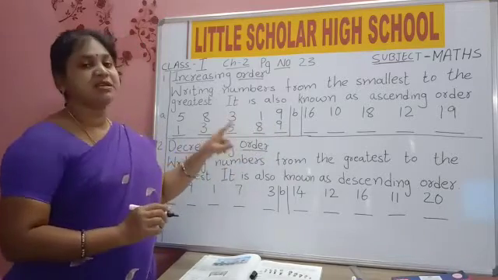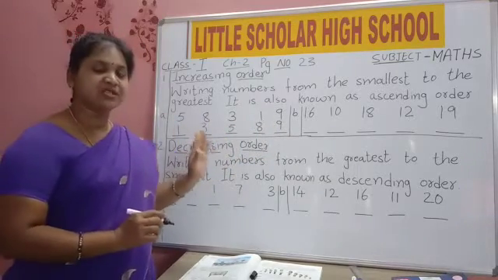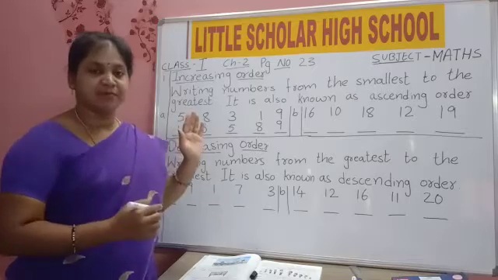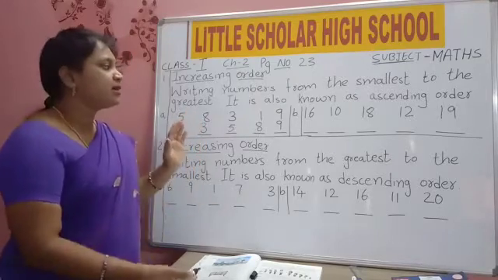So ascending order means arranging the numbers from small number to greater number.